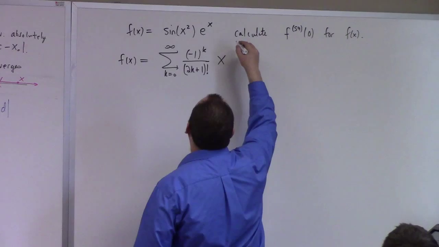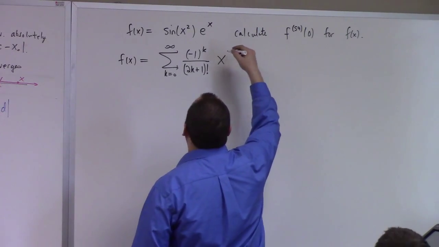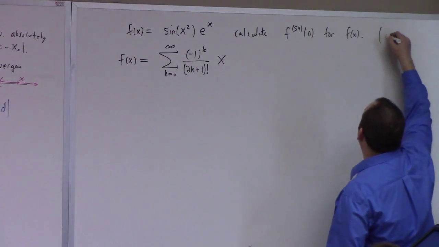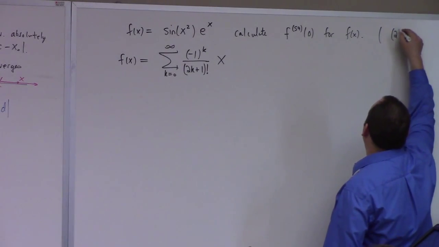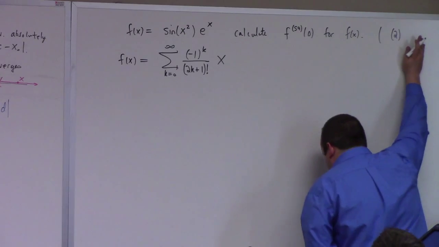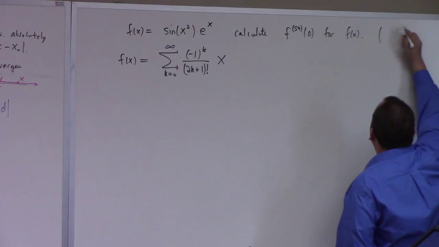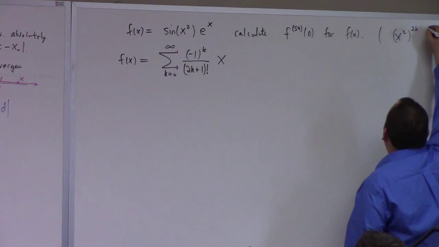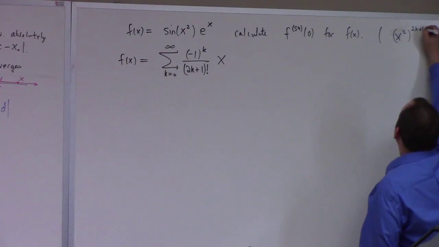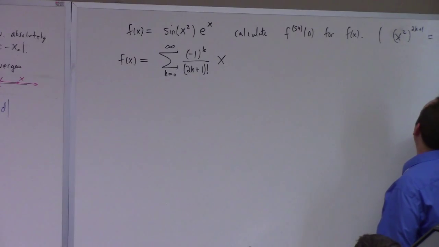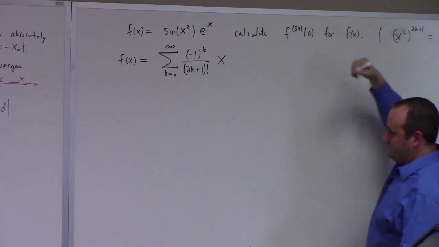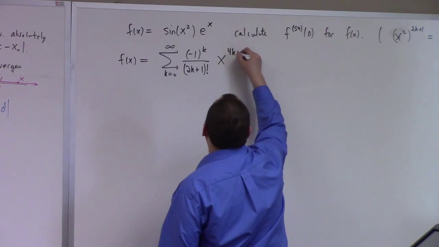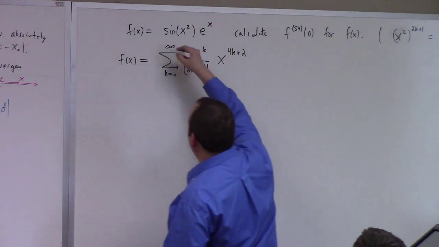Let's see here, x squared. So it's to the 2k plus 1. So let me cheat over here. It's x to the 4k plus 2. That's the sine series.